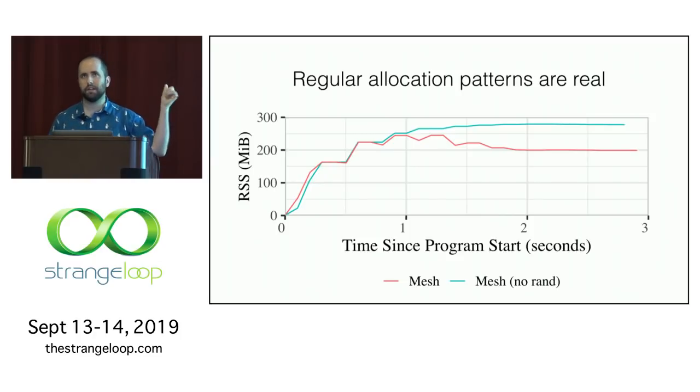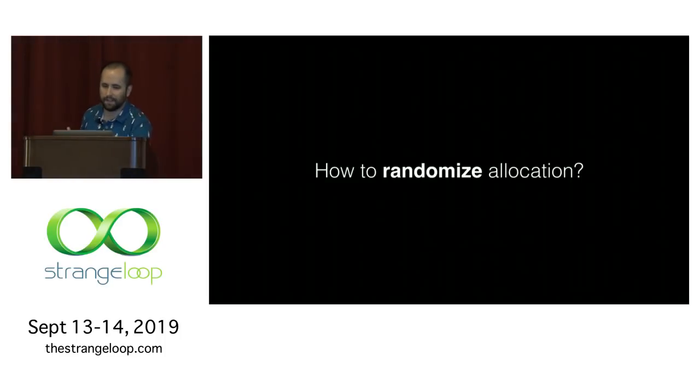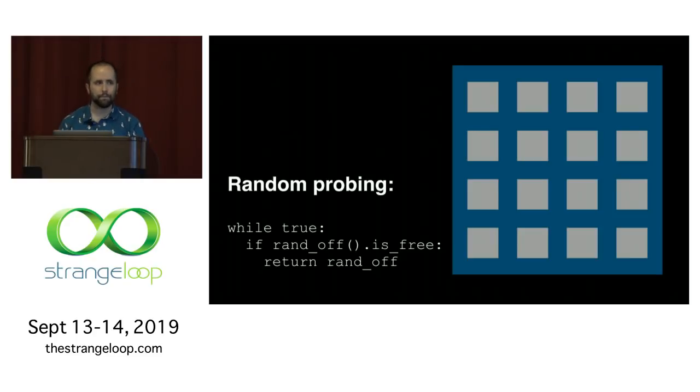And we built Mesh in two configurations to test this out. We built it in the normal way, and then we also built it with randomization disabled. And when randomization was disabled, we weren't able to recover any memory. But with randomization enabled, we were able to recover about 20% or so of the heap size. So randomization really works and is necessary in this case. Which brings us to, how do we efficiently add randomization to our allocator?